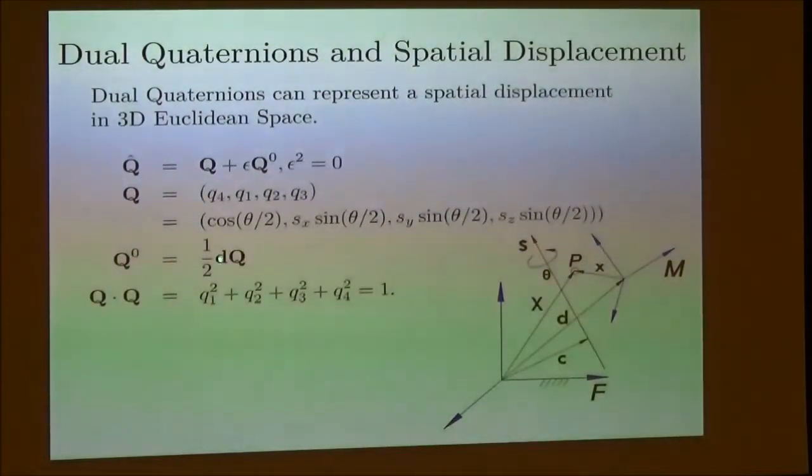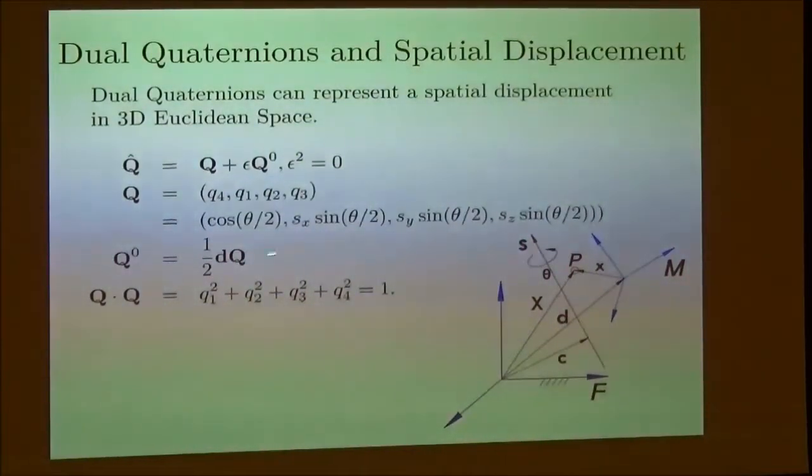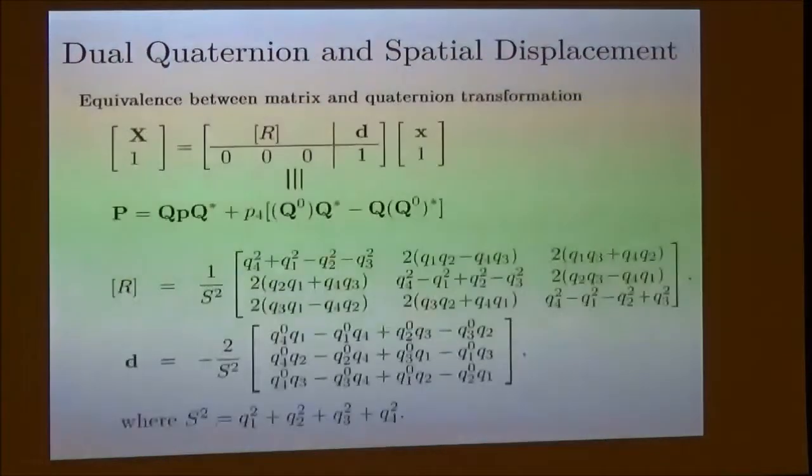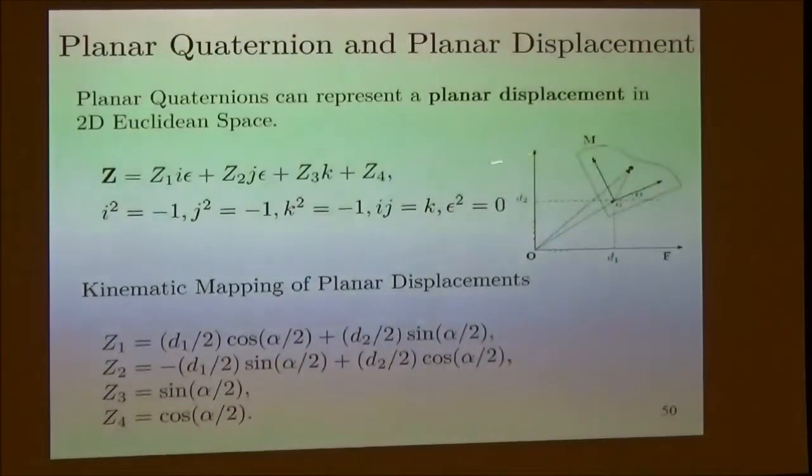And Q0 would be 1/2 d, which is the translation vector, where the scalar part would be 0, times the Q. So you multiply these two, you get the Q0. And you add them together, that's what you will get over here. So you'll have terms like i epsilon, j epsilon, and k and 1. And these are called the units of the planar quaternion.